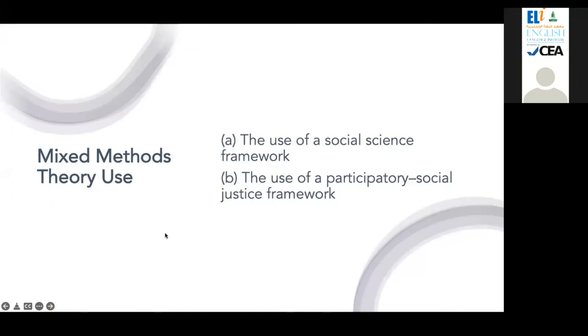Now, when it comes to mixed methods theory use, there are two very common frameworks that are used in mixed methods research, which are the use of a social science framework and the use of a participatory social justice framework. Now, these are the two commonly used frameworks, but I will be focusing today on the first one because it's more common than the other. And for the reason of time, I wouldn't be able to go through both of them. But of course, if the second framework relates to your discipline, you can explore more and read more about it.